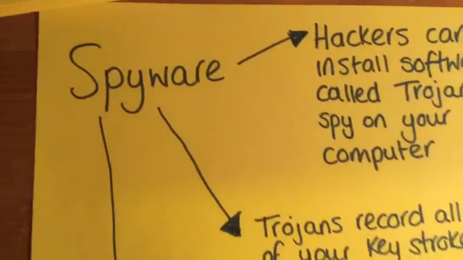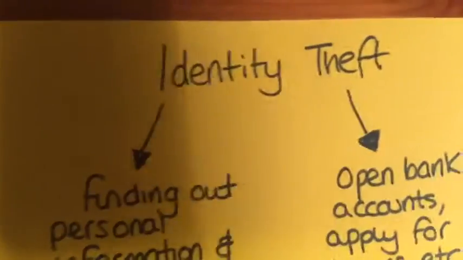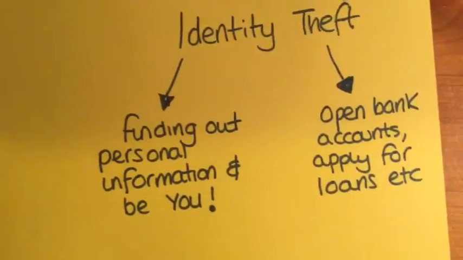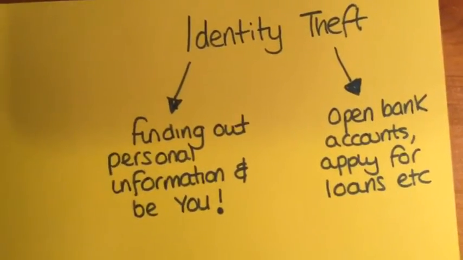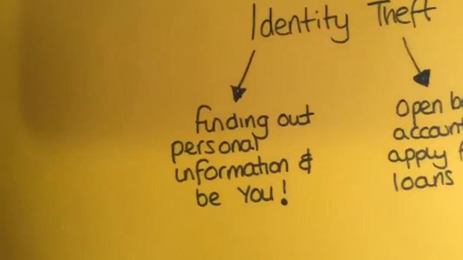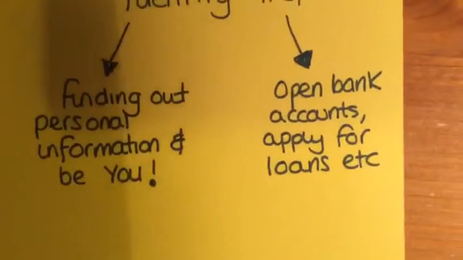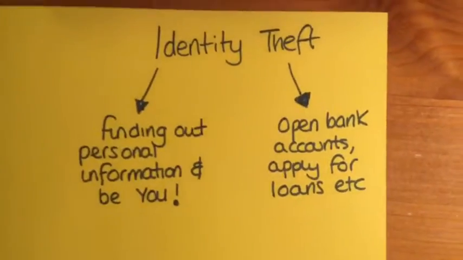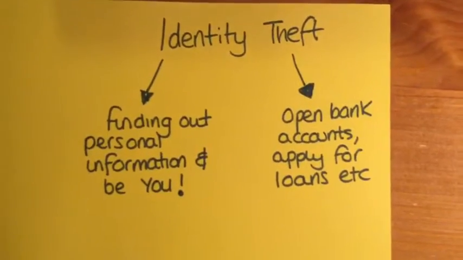So that's spyware. The second risk that you need to be aware of is identity theft. What identity theft is, it's where somebody finds out personal information and they are basically being you. They then use this information to open bank accounts and apply for loans, etc.